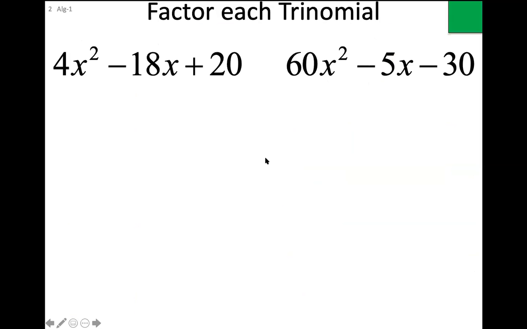All right, we'll do the one on the left first. Write that one down. 4x squared minus 18x plus 20.